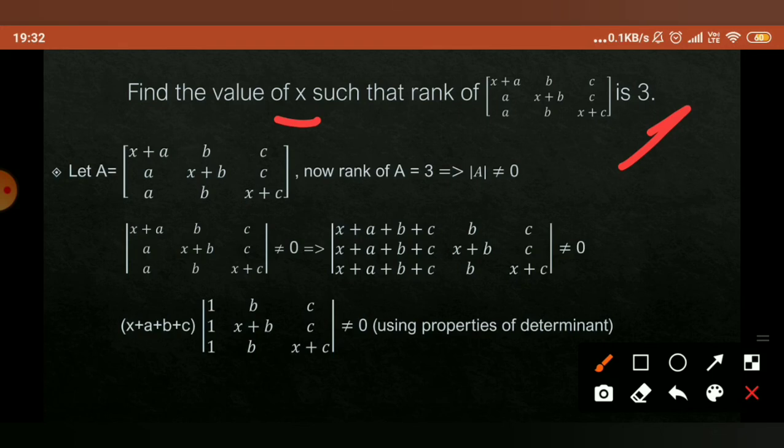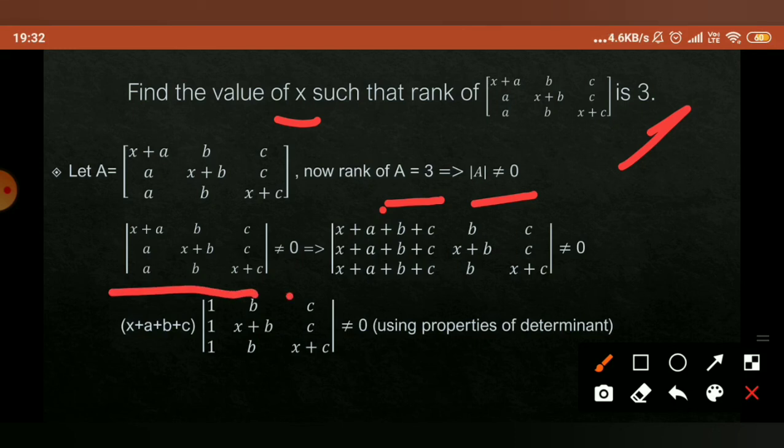You can see this matrix is of order 3, and the rank is also given to be 3. Only when the minor of order 3 is non-zero can the rank be 3, right? So this is the given matrix, its rank is 3. That means its determinant must not be 0, because if the determinant is 0, meaning the minor of order 3 is 0, then the rank cannot be 3. Rank is 3 means the minor of order 3 is non-zero. So we find the determinant and put it not equal to 0.